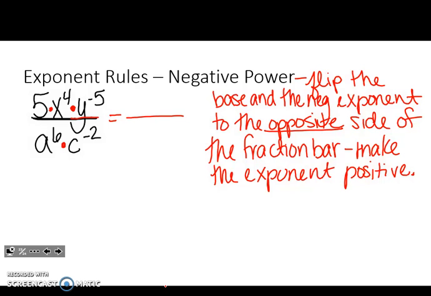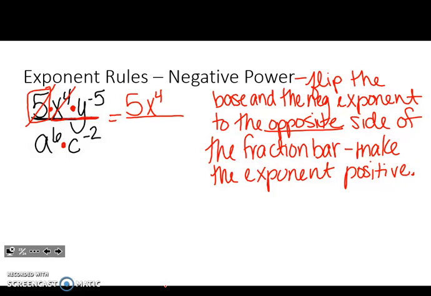So let's look at this one. The first term is 5. Since 5 is not raised to a negative exponent, it's going to stay on top. I like to cross them out when I'm done with them. So then I'm going to go to the next term, x to the fourth power. Since that's not being raised to a negative exponent, it's going to stay on top as well.